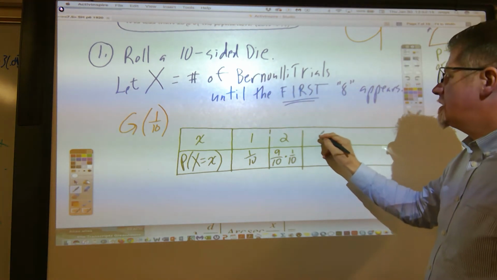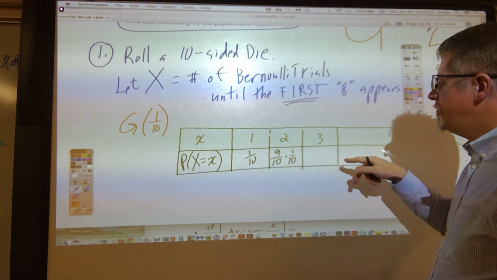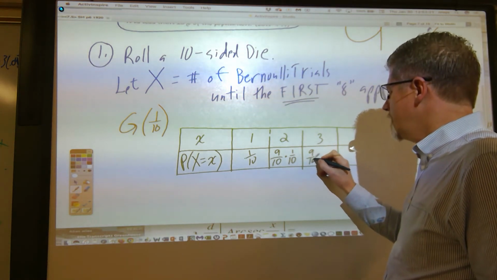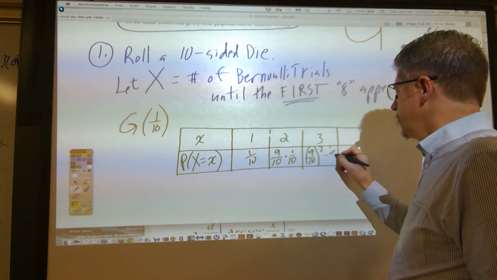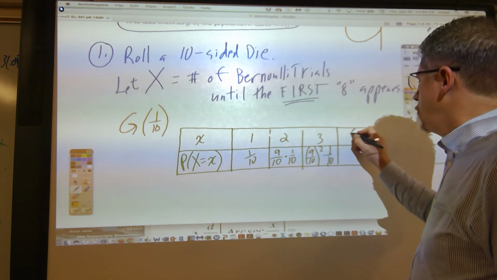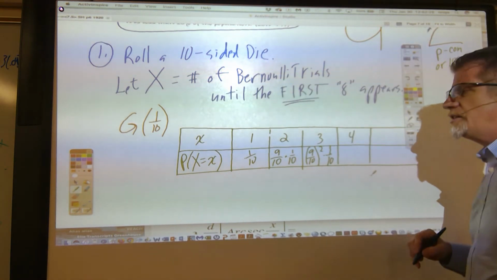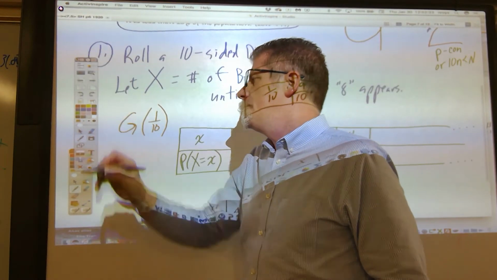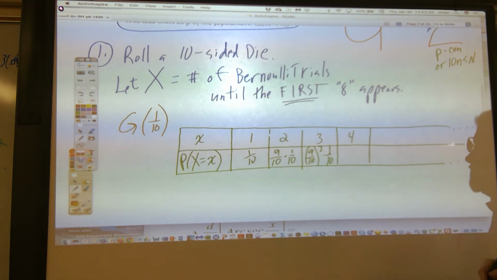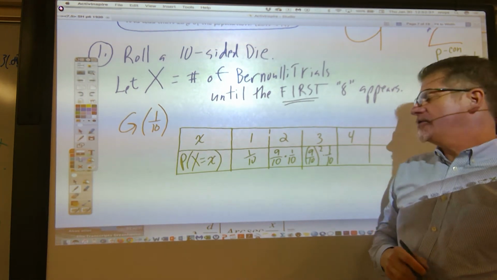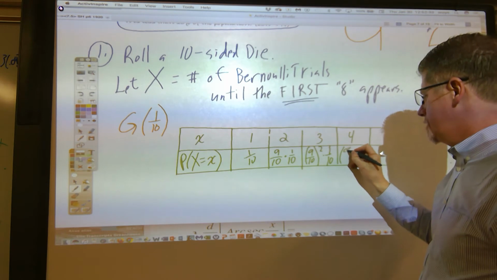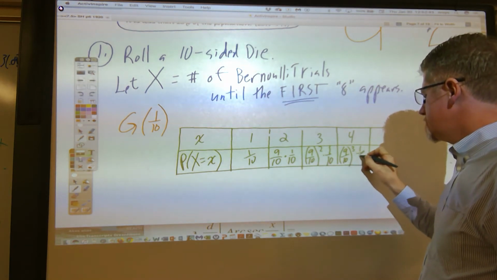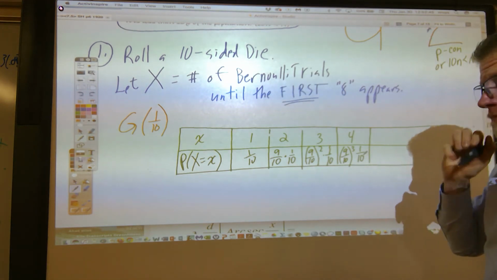For the probability that the first success is on the third attempt, this would be a leaf where the first 2 branches are failure, so 9/10 times 9/10, or 9/10 squared, times 1/10. Now, would you please fill in the probability that the first 8 appears on the 4th attempt? Raise your hand if you think you know. All right, Devin, go ahead. 9/10 times 9/10 times 9/10 times 1/10. Yes, 9/10 to the 3rd times 1/10 is correct.